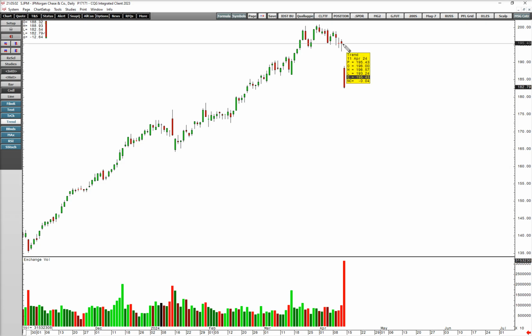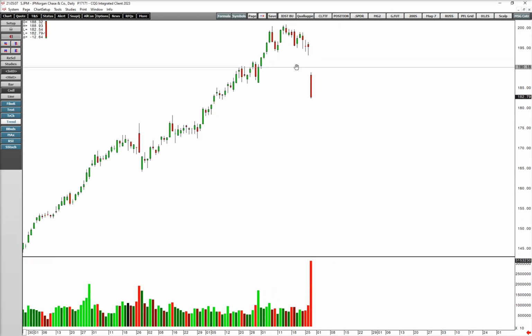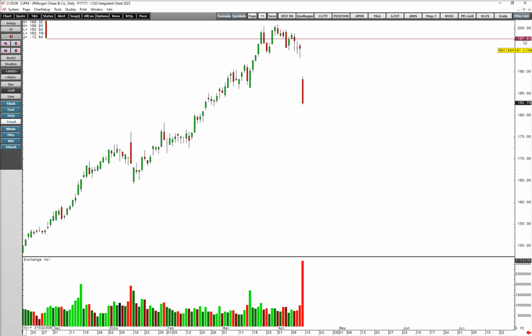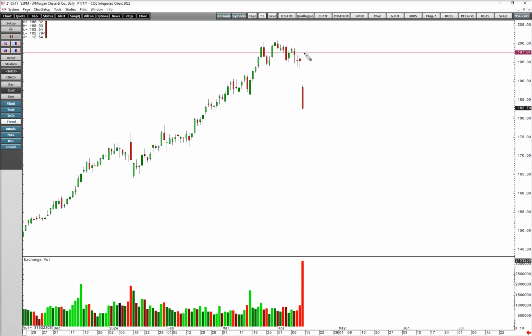the options market had certain expectations for how far it would move. Those expectations are in the at-the-money straddle. So in this case, the 195 straddle. A straddle is the 195 call plus the 195 put. That is the 195 straddle. And it's called at the money because the 195 strike is closest to where it closed, 195.43.